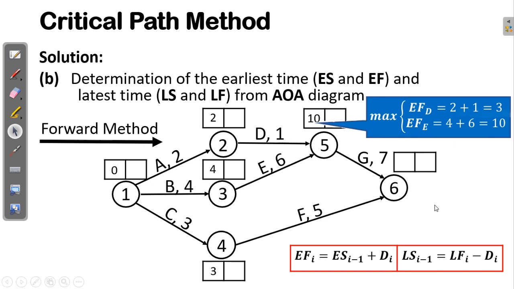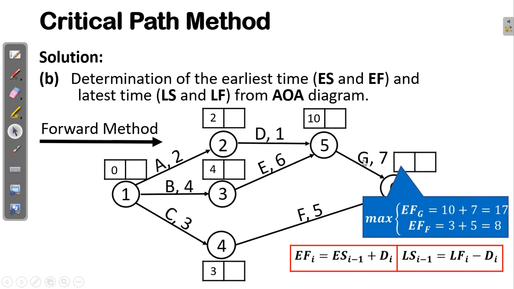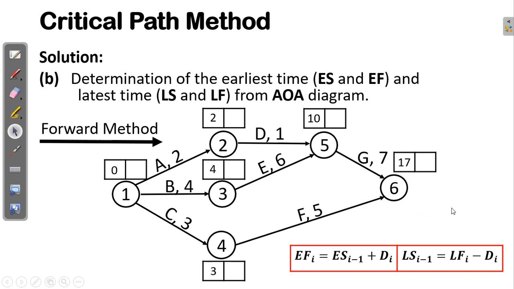Okay, and after having that one, now we move to the next node, which is node 6. At node 6 also, two arrows are coming in, so the earliest finish time of these two activities at node 6 will be the maximum value between the earliest finish time of activity G and the earliest finish time of activity F. If you compute that, you will find that the earliest finish time of activity G is 17 and the earliest finish time of activity F is 8. So the maximum value here is 17, and we are done with the computation of the earliest time.